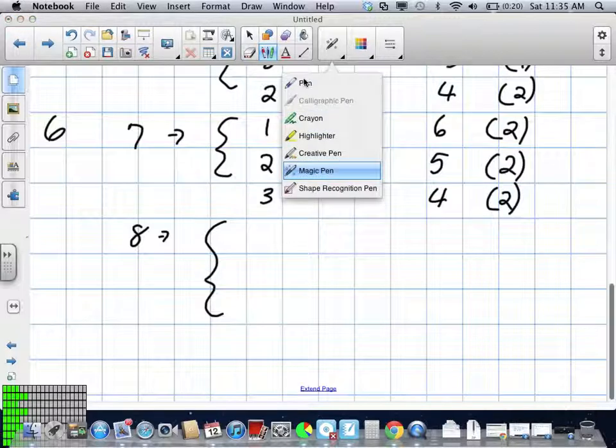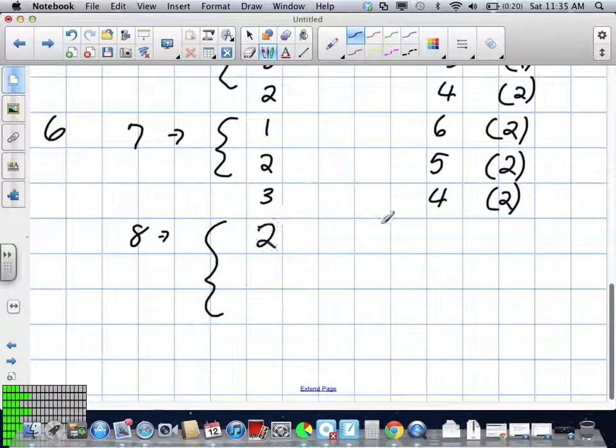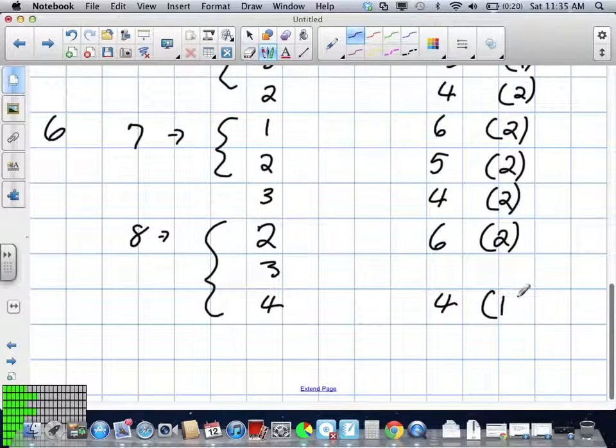What does work? 2 and 6, and there's 2 different ways of doing that. What else? 4 and 4. How many ways of doing that one? 1. And 3 and 5, how many ways? 2. So how many options are there? 5. So it's going down again.